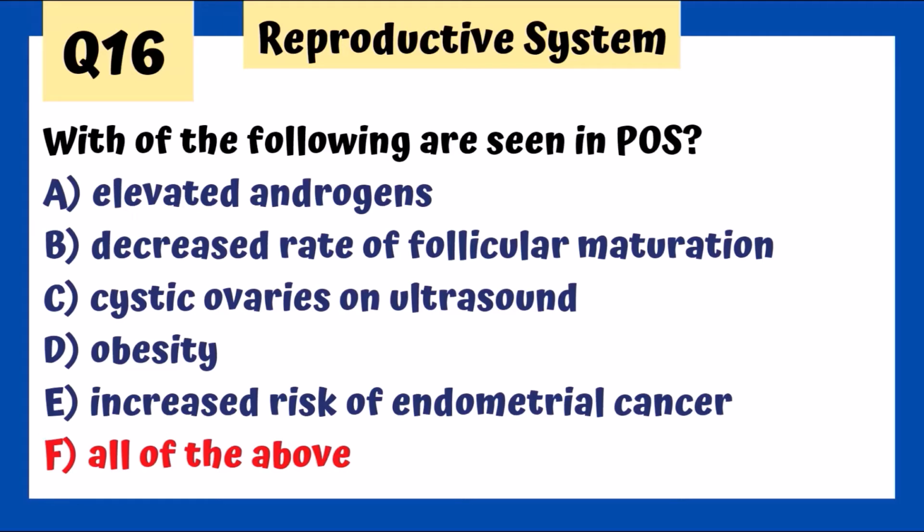Decreased rate of follicular maturation, of course, that's what defines the disease. Cystic ovaries on ultrasound, that also defines the pathological finding. Obesity, often, classically, we don't have to see obesity, we often find it. Increased risk of endometrial cancer because of the unopposed estrogen from lots of anovulatory cycles. And just associations that we want to be aware of as well are insulin resistance, that many of the patients have insulin resistance, so they may develop type 2 diabetes.